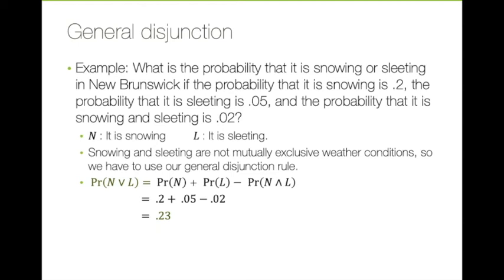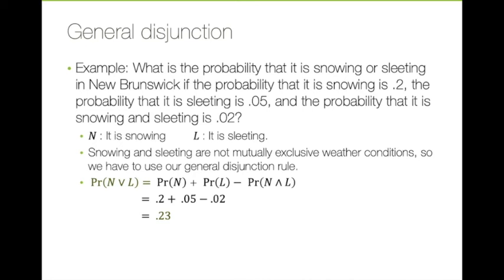What's the probability that it is snowing or sleeting in New Brunswick? And let the probability that it's snowing be 0.2, the probability that it's sleeting be 0.05, and the probability that it's snowing and sleeting is 0.02. So again, we need this extra piece of information, the probability of this conjunction. And so far, we don't really have a way of determining the probability of this conjunction unless snowing and sleeting are independent. But it's not so clear that they would be. So here, we're just given this number directly.